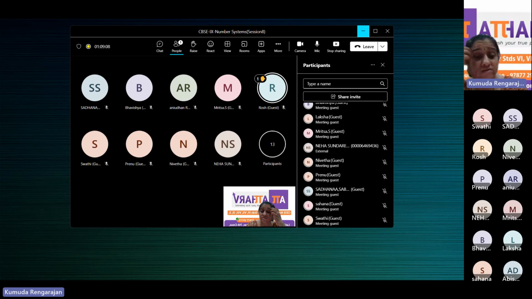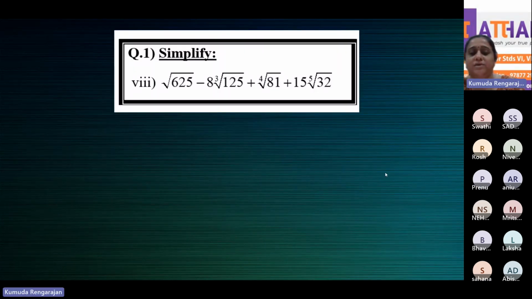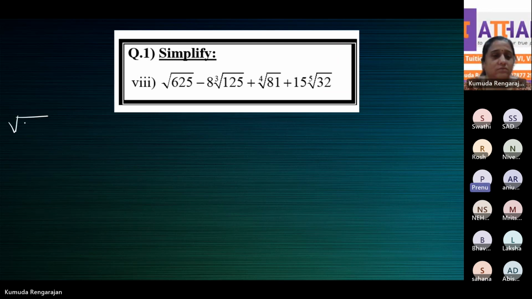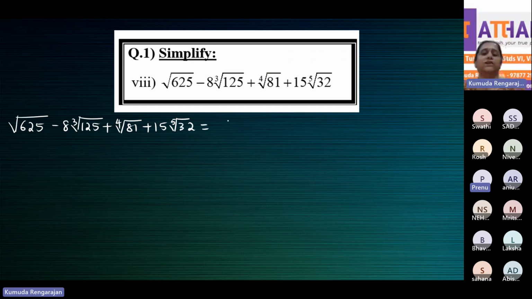Who here has not been given a chance? Prenu, have you answered anything? No, ma'am. Try this one, the second method. Square root of 625 minus 8 into cube root of 125 plus fourth root of 81 plus 15 into fifth root of 32. Very good.